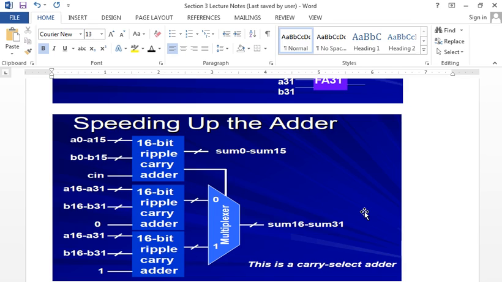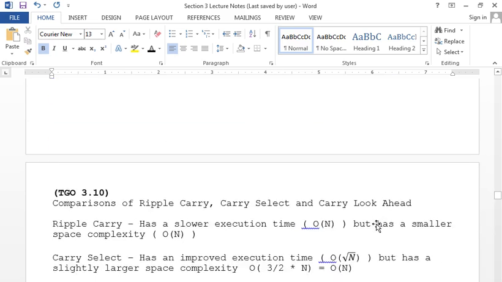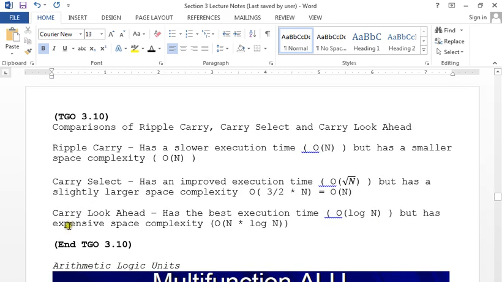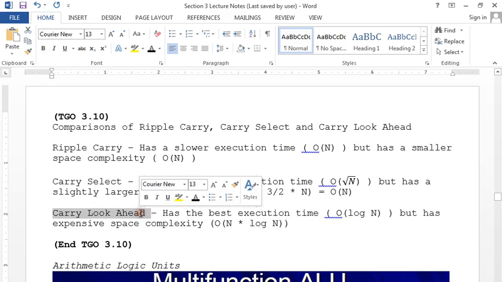Now, some of you are probably thinking, okay, we could break this down into 4 bits and so forth. And the more you break it down, the more wiring you have, the more multiplexing you have. And so that's known as a carry select. And if you're breaking it down further, you eventually have to do this thing called carry look ahead. Now, carry look aheads have the best execution time.